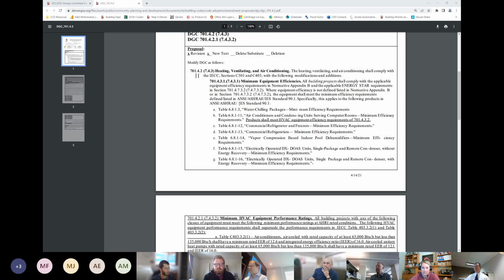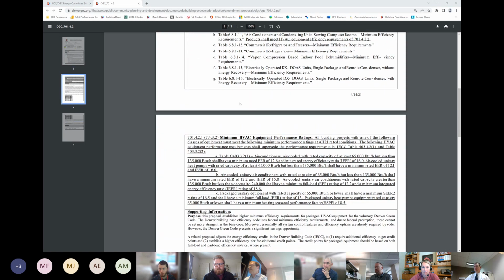But what the thought was here was to really focus on a few common equipment types, picking on smaller buildings because chillers are another kind of ball game. But looking at the air conditioning and condensing units for packaged equipment, either small packaged equipment, larger unitary or packaged air conditioners, as well as smaller packaged equipment and heat pumps. So what we have here are some minimum requirements proposed for the green code that would require, the first bullet, table A, requires air conditioners with a rated capacity between 65 and 135 kBTUs.